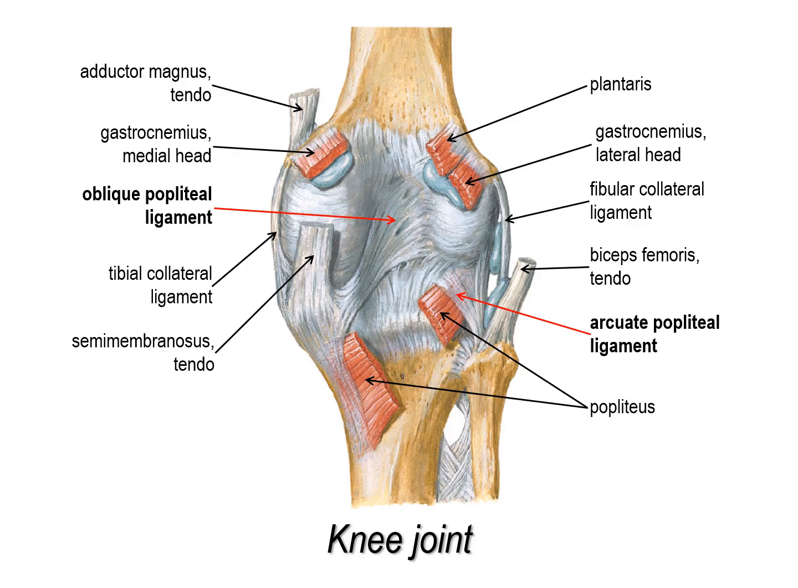Arcuate popliteal ligament is a Y-shaped fibrous band. The stem of the band is attached to the apex of the fibula. The large posterior limb is attached to the posterior border of the intercondylar area of the tibia. The small anterior limb is attached to the lateral condyle of the femur.